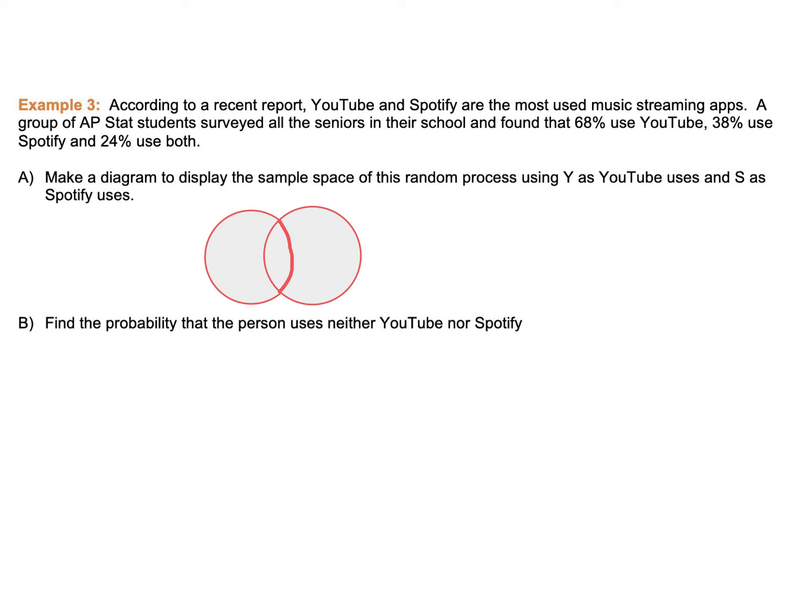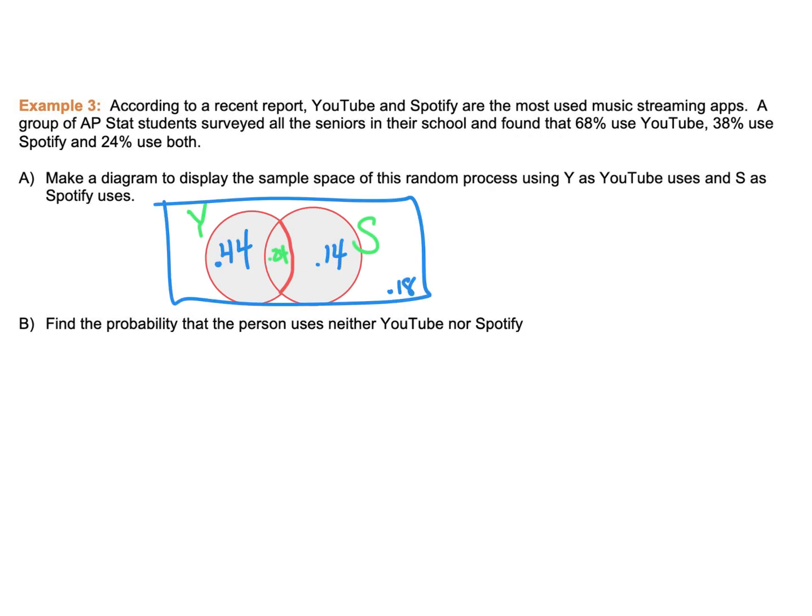So using both, start in the middle, 0.24. Suppose I should label this. We'll make this Y and this S over here. Finish the Venn diagram. There's my Venn. Now find the probability that the person uses neither YouTube nor Spotify. And just to see if you can do proper notation for this, probability that they don't use YouTube, so YouTube complement, Spotify complement, and then it's the intersection of those. So that is the 0.18.